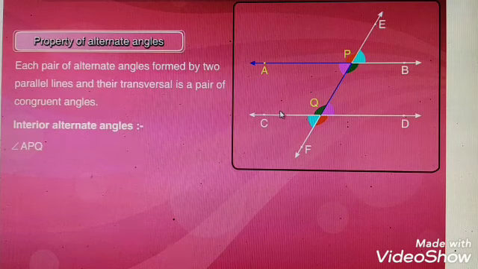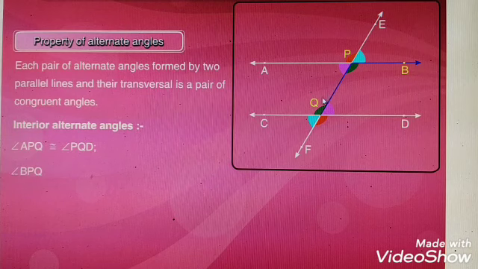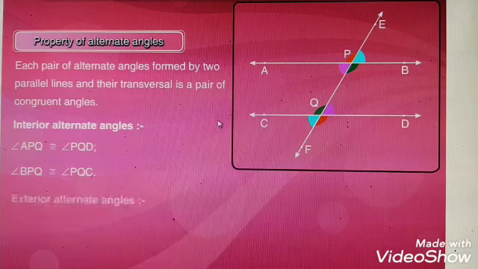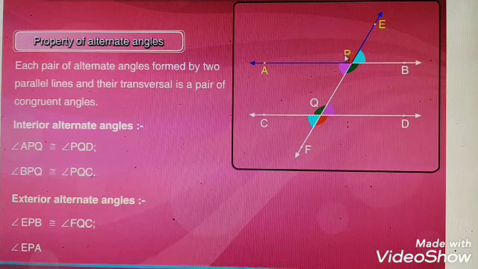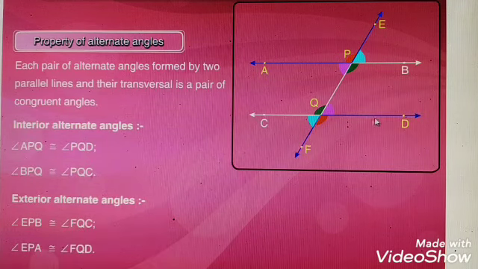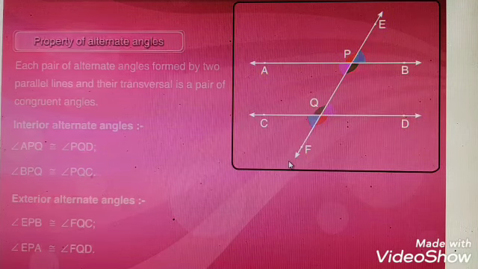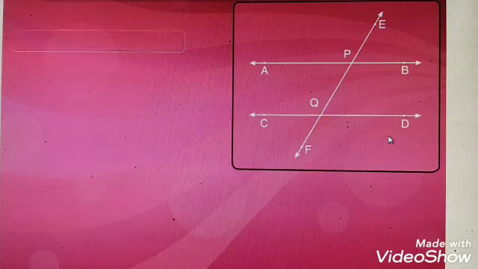Interior alternate angles are what? Angle APQ is congruent to angle PQD, and angle BPQ is congruent to angle PQC. What are exterior alternate angles? Exterior alternate angles will be EPB congruent to CQF, and angle EPA congruent to DQF or FQD.